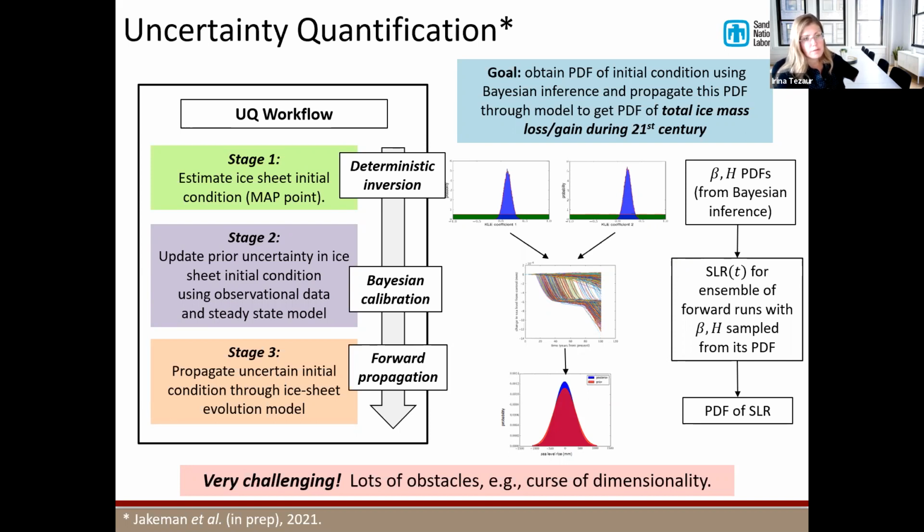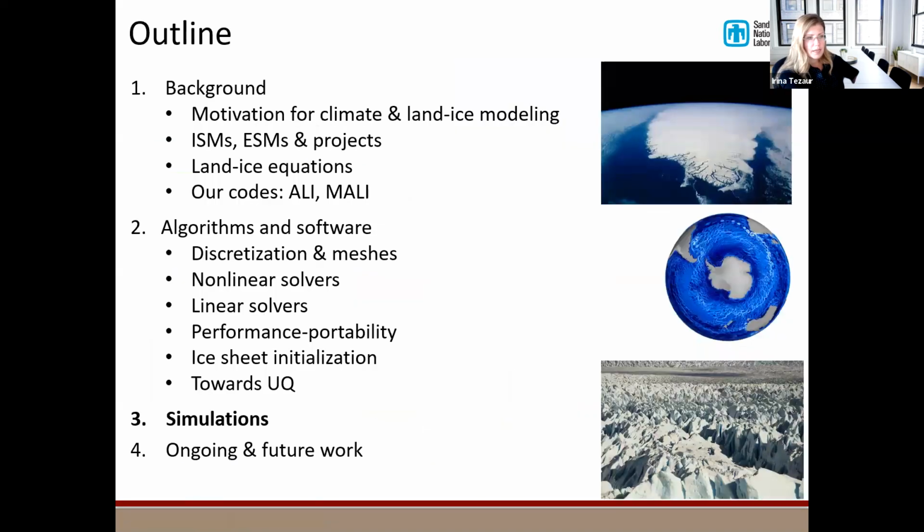We've tried various things. None of those have really panned out so far. So we're still very much working on this. But if you're a UQ person, this is definitely a problem to try to tackle. I'd be happy to talk about this offline, and we can talk about some of the things we've tried and why those things haven't panned out.